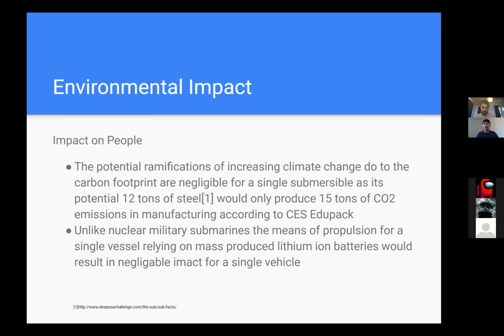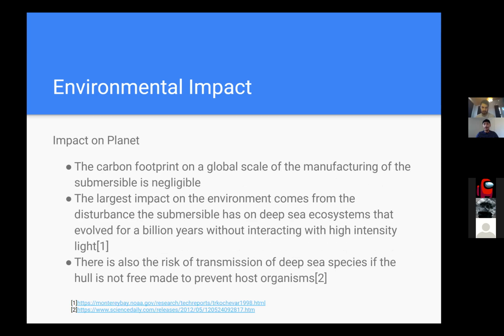Next is our impact on the planet. So obviously we have the carbon footprint, but we also have to reconcile the impact on the environments that this vehicle will be going into. Because the submersible is a deep sea vehicle, it is going to be going to fairly isolated biological environments, which means that there is a large chance that we could be introducing or moving an invasive species.